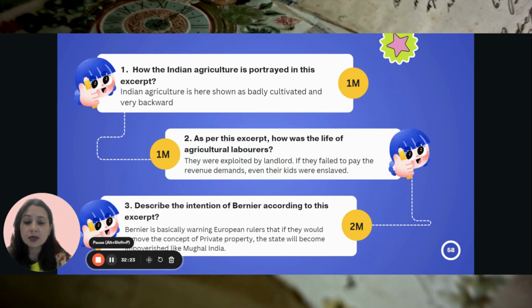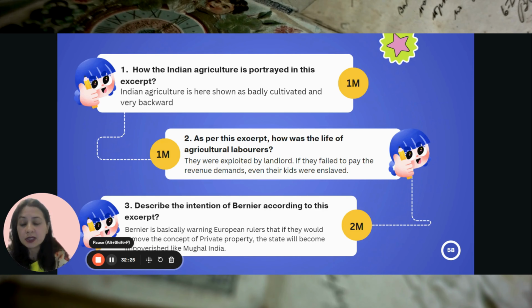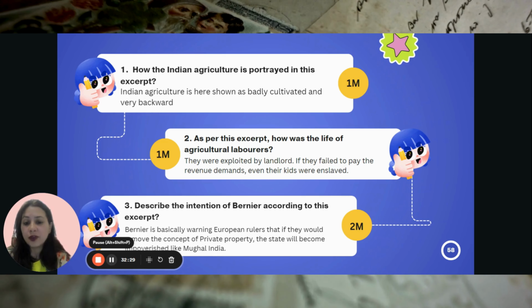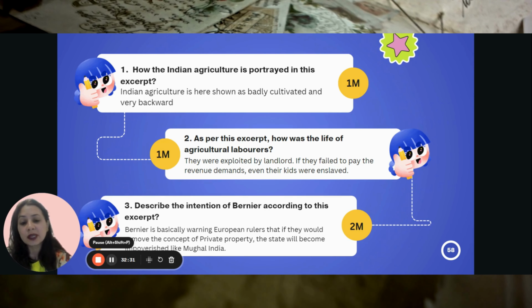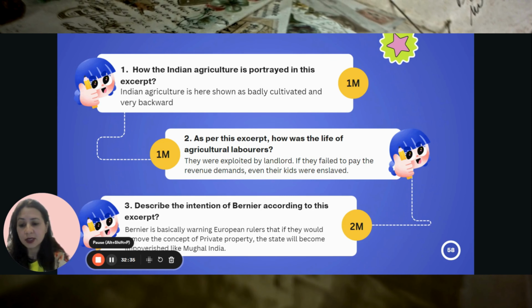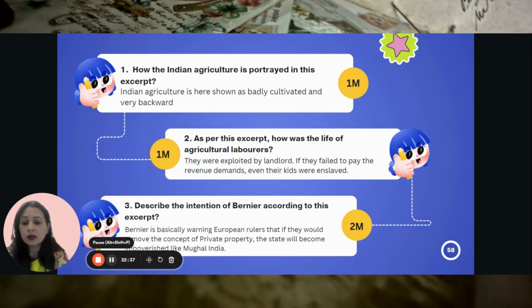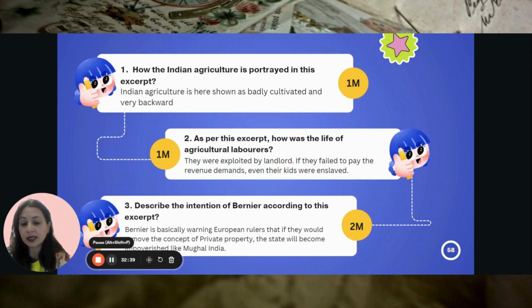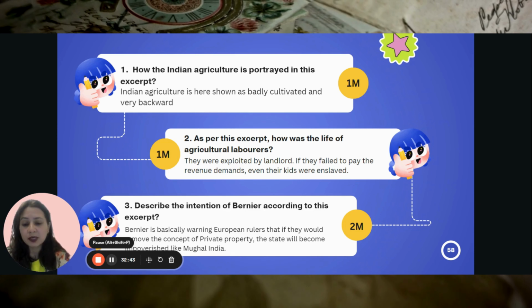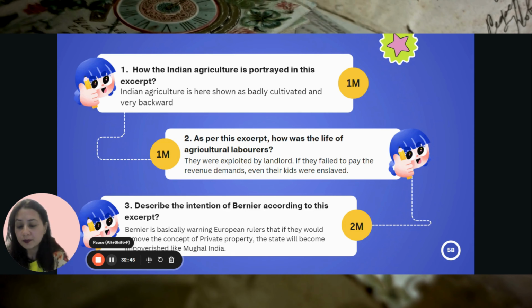As per this excerpt, how was the life of agricultural laborers? They were exploited a lot by the landlords. And if they failed to pay the revenue demands, even their kids were enslaved. Describe the intention of Bernier according to this excerpt. Bernier is basically warning the European rulers that if they accept the concept of private property, the state will become impoverished like Mughal India.